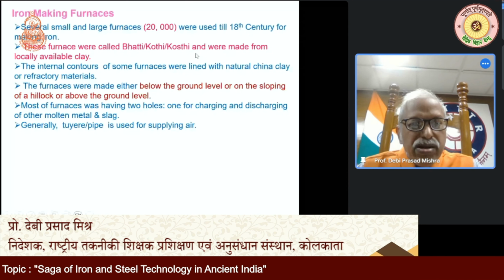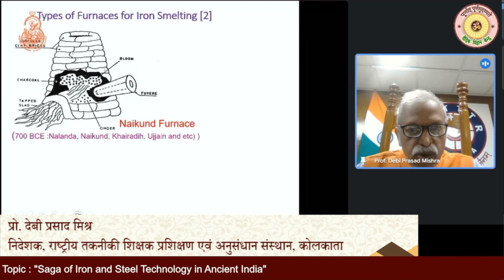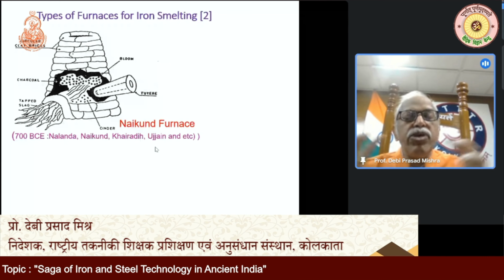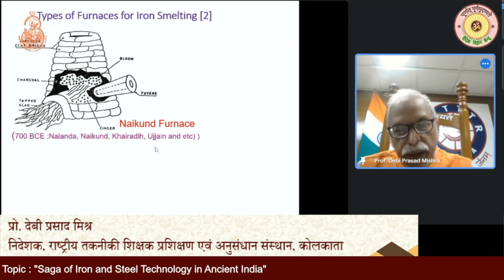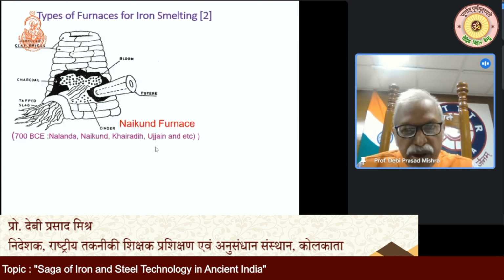And this is, let me tell you, typical: it is not only Naikund, Nalanda also has these. These all go back to 700 BC, and Kharijara, Ujjaini, there are various places. The beauty of this technology is that it is not uniform. Different places had different ways of doing things depending on their conditions. These are the indigenous technologies that people had.